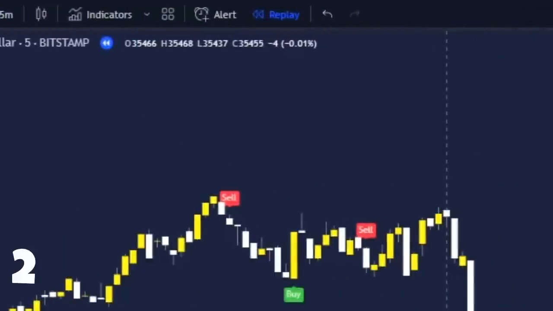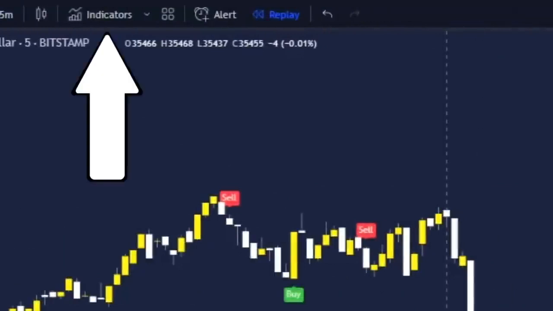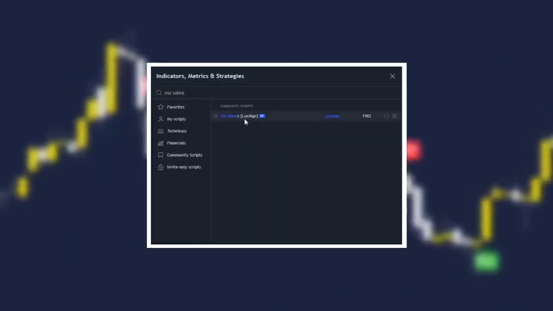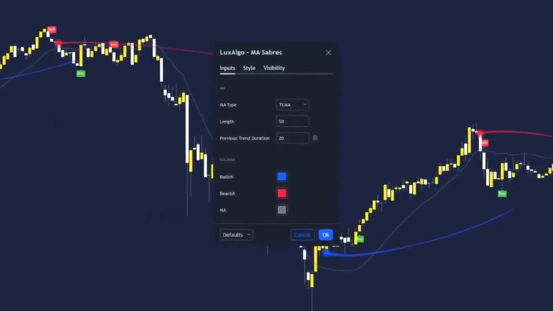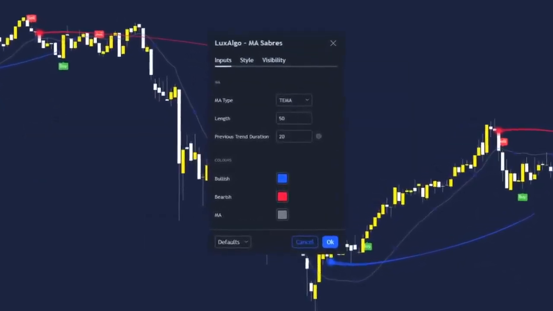Okay, and for the second indicator we're going to go up to indicators again, and it is the MA Sabre indicator by Lux Algo. And these are the settings for it right here, but I have left it default, so yours should look like this as well.